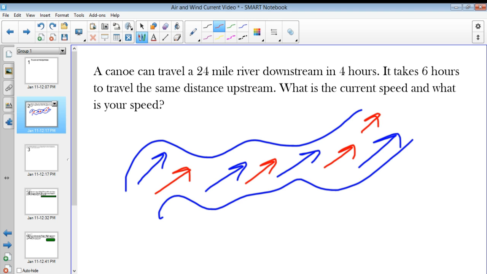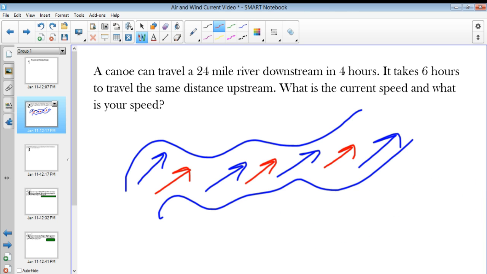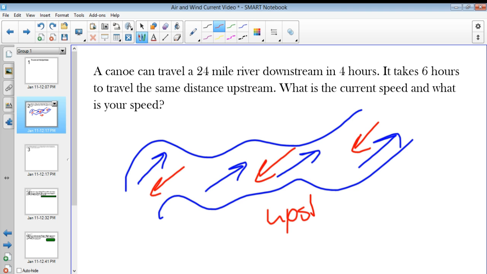So let's have downstream mean with the current. Downstream is equal to with the current. So your speed is going to be faster if you are traveling downstream because you're going with the current. If you're going upstream, upstream means that you are fighting this current. So upstream is equal to against the current.